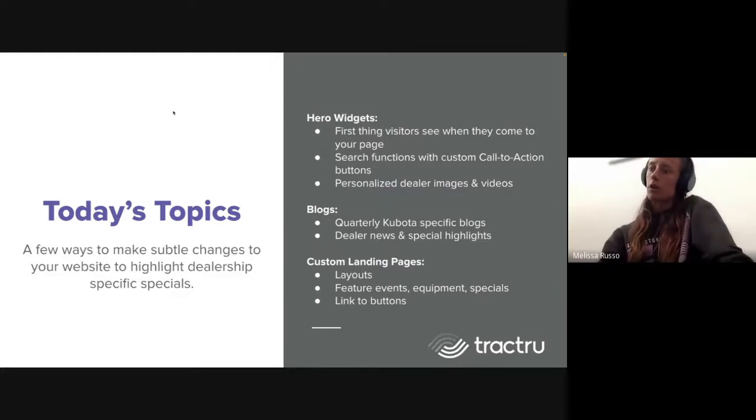We're also going to go over blogs. We have both quarterly blogs that come from Kubota that you have the option of adding to your site, but we also want to show you how to add personal dealer blogs as well. And then we're going to build out a quick landing page together. Something simple, but we have a lot of people reach out for it, let's say, if they're hosting an event at their dealership or they're wanting to fill a new staff position. We can create personal pages that you can link to buttons or banners on your website to draw in that attention.